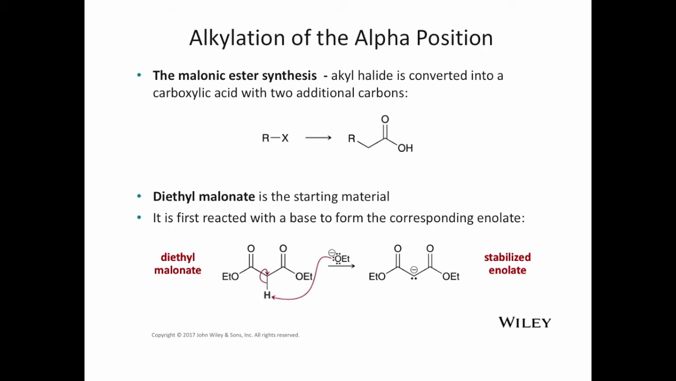In the malonic ester synthesis, an alkyl halide can be converted into a carboxylic acid with 2 additional carbons. In this, the starting material is typically a diester, in particular diethyl malonate shown here. So the first thing in this reaction is you're going to deprotonate the most acidic proton, which is the one on the carbon in between the carbonyls. And now you have a stabilized enolate.